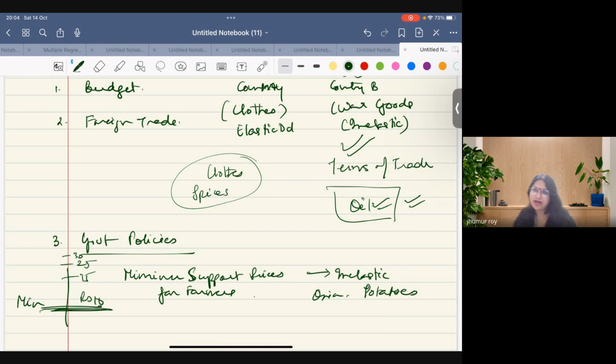So where you have products which have an inelastic demand, for those kind of things, food items especially, the government has one of the policies which is called as minimum support pricing policy. So do you have something like this in your country, where the government supports the farmers by buying the produce if the price is going down below a certain limit?